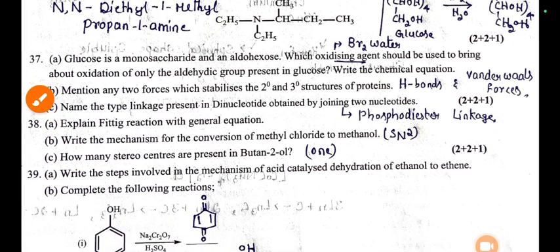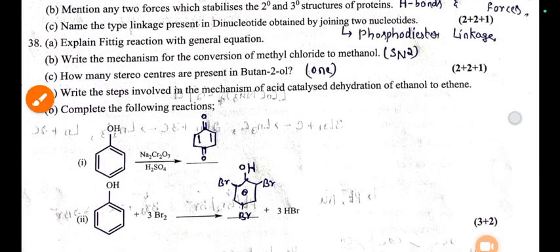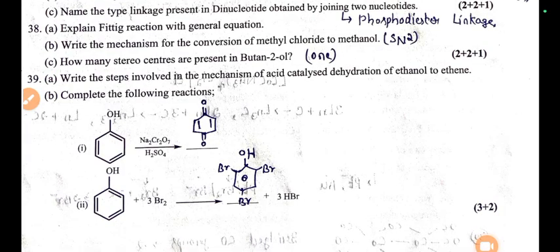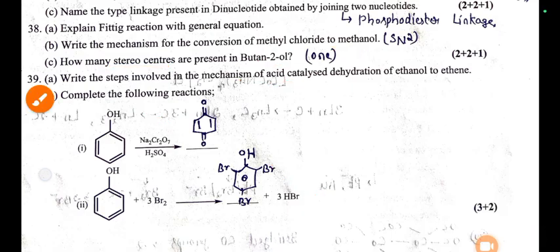Then they mention the two forces that stabilize the secondary and tertiary structure of protein: hydrogen bond and van der Waals forces, and the linkage present between two nucleotides is phosphodiester linkage. 38th question, Fittig reaction is very easy. 38B is SN2 mechanism, and the number of stereocenters in butan-1-ol is only 1. 39th, the mechanism is given, that is a very direct question, and B reactions have been completed here.